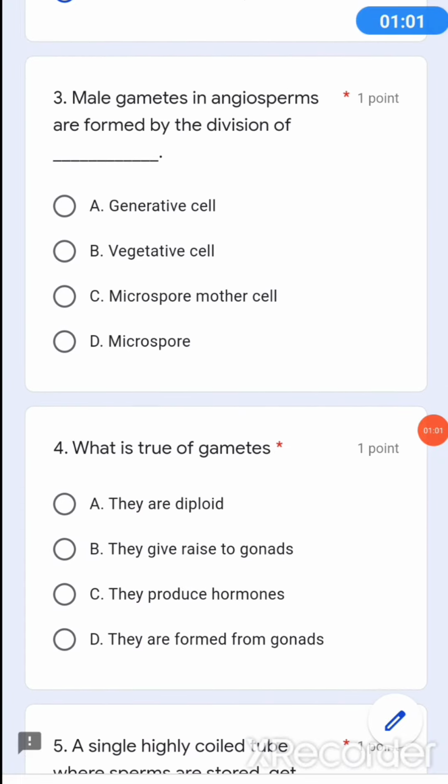3. Male gametes in angiosperms are formed by the division of generative cell. 4. What is true of gametes? They are formed from gonads.